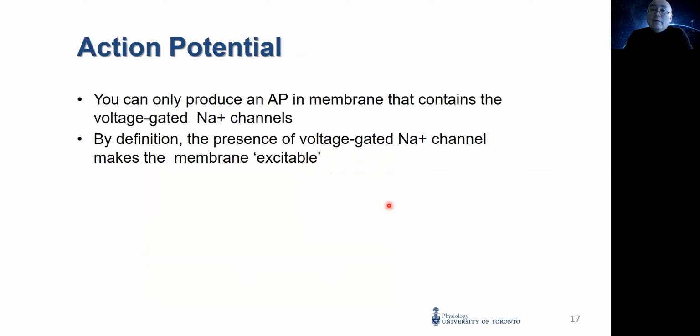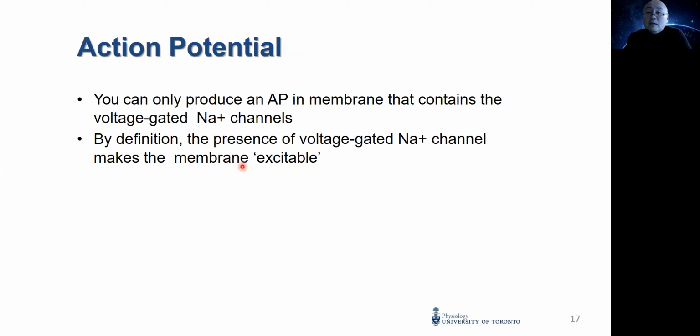So here's this really cool thing. You can only produce an action potential in a cell that has a membrane that contains these voltage-gated sodium channels. Even though we have a resting membrane potential, we can only get an excitable cell if we have these voltage-gated sodium channels. There is nothing. This is like a rule of physiology where we must have voltage-gated sodium channels to get excitation. All right, so we'll talk about that a little bit more in detail later on.